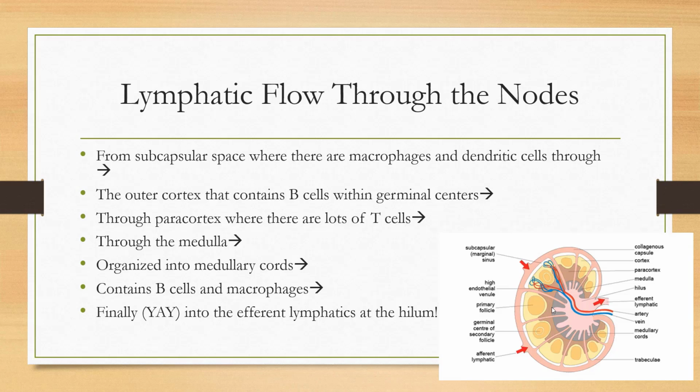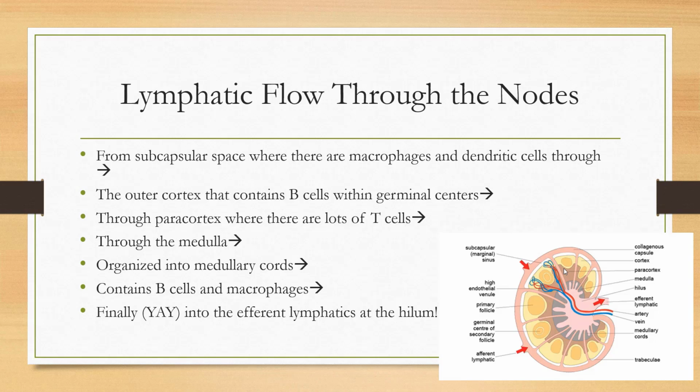So lymph will first enter the subcapsular space, which is white, that contains macrophages and dendritic cells. Dendritic cells are important because they're going to start an immune response. Lymph will pass through the subcapsular space and then flow through the cortex of the node. Okay, so we're going to move from here and flow through the cortex of the node. The cortex contains B cells within germinal centers, similar to those of lymphoid nodules.